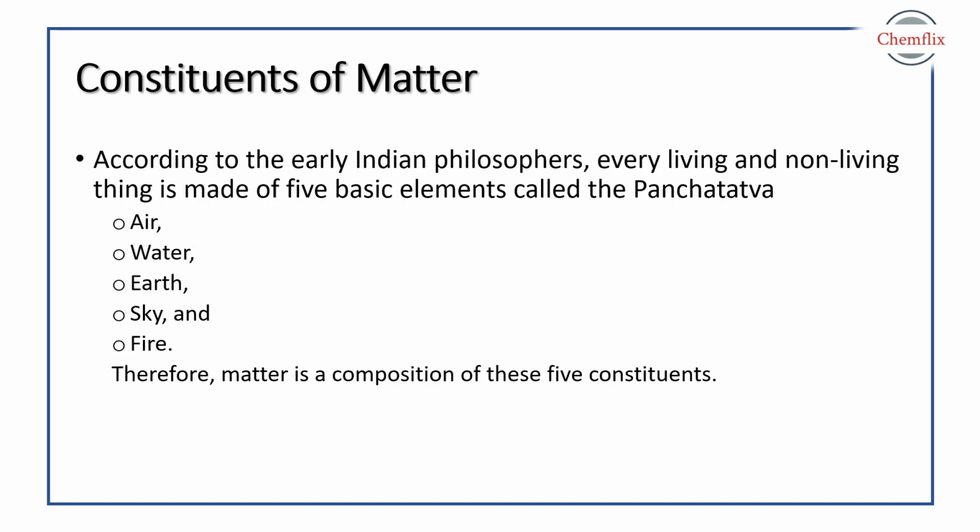So what are the constituents of matter? According to early Indian philosophers, every living and non-living thing is made up of five basic elements called Panchatattva. Panchatattva means five items, that is air, water, earth, sky, and fire. Therefore, matter is a composition of these five constituents.